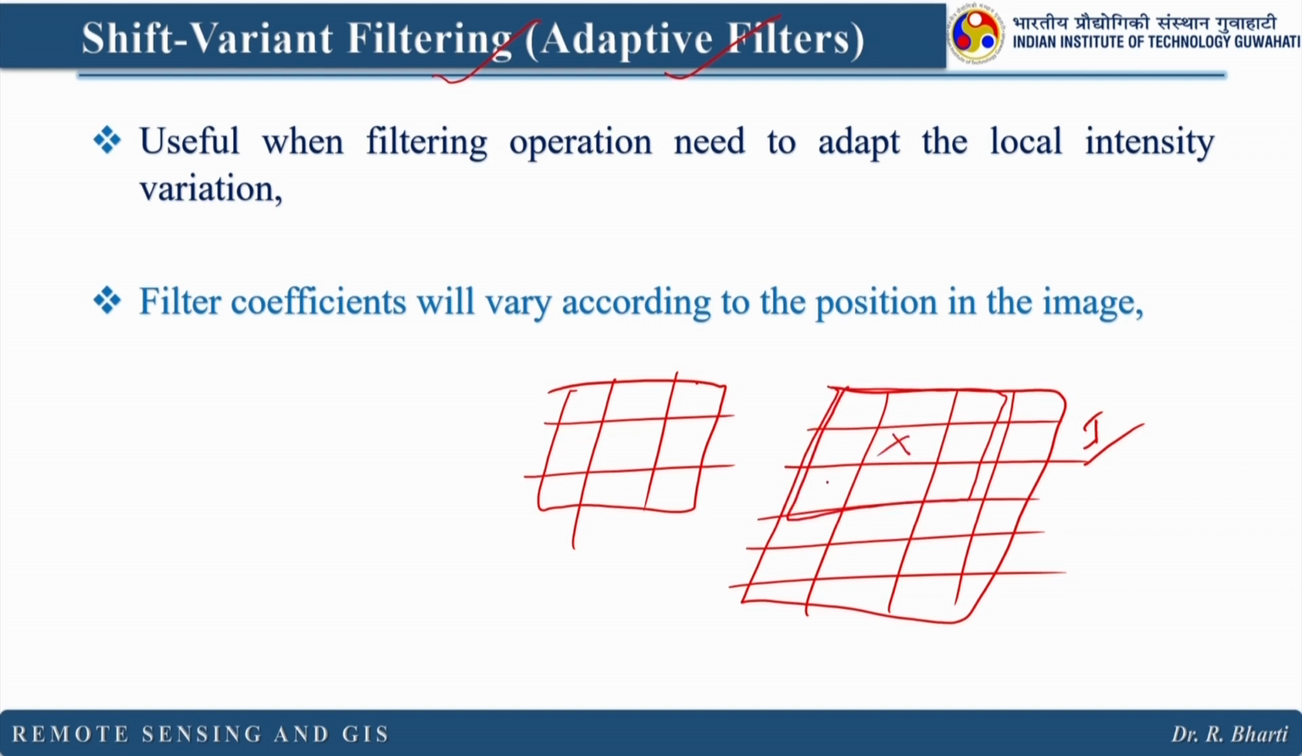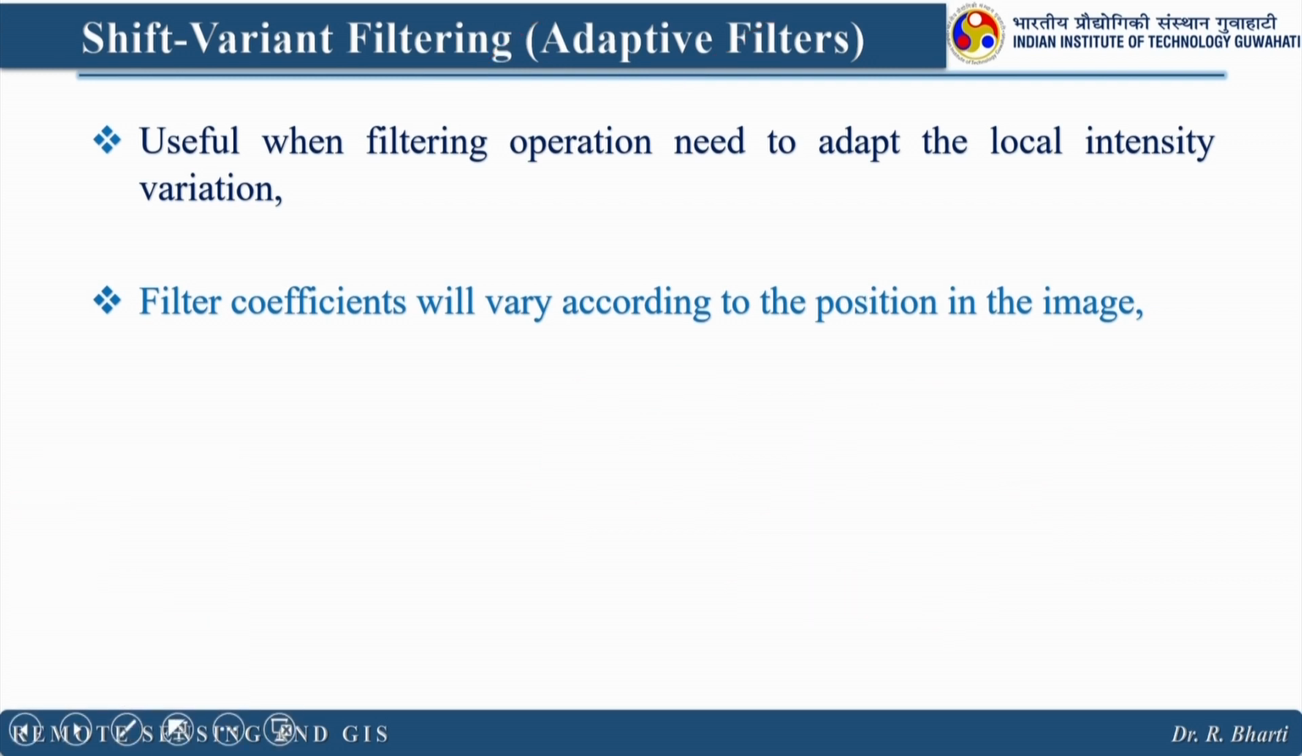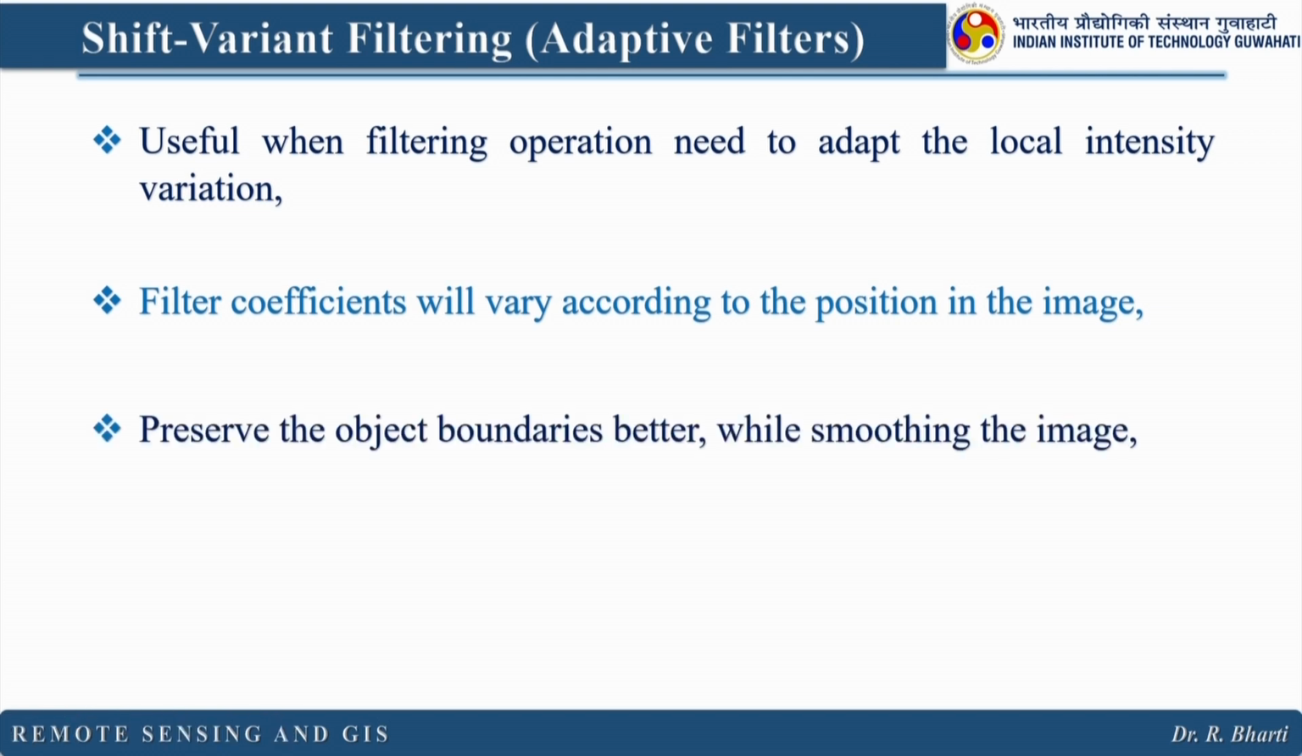of this particular pixel. In the previous cases these weightages were constant, but in the shift variant filters, based on their location and the DN values, the weightage may change, right. So how will we change them? Based on different statistical measures. So it preserves the object boundaries better while smoothing the image.